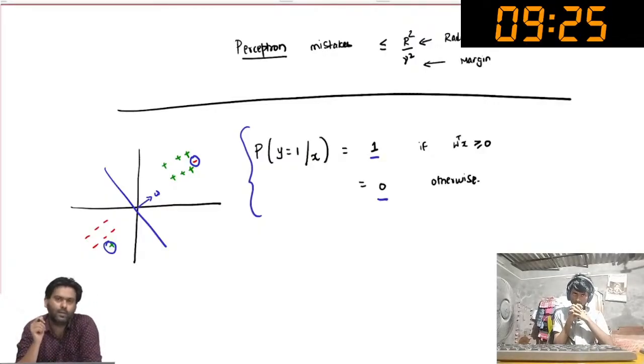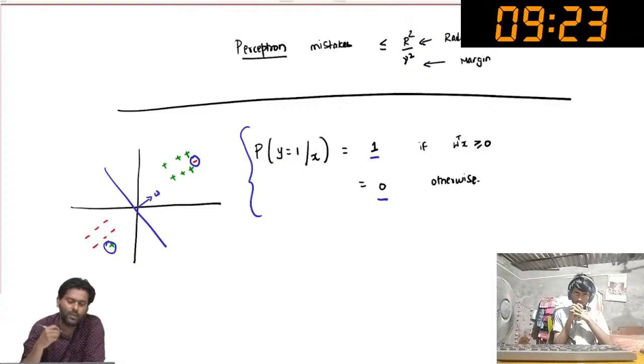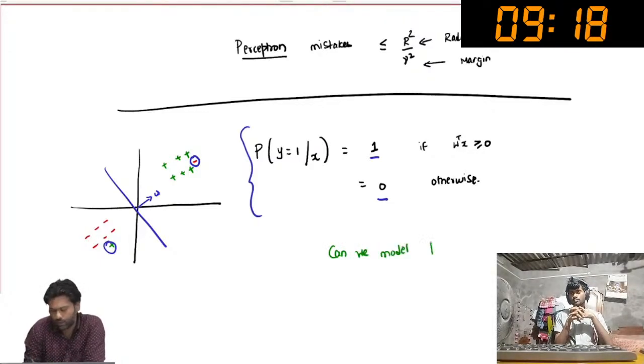So can we somehow relax this assumption, right? That's the question we're going to ask now, and then we'll see what kind of algorithms that will lead us to. So the question we're going to ask is, can we model the probabilities differently?